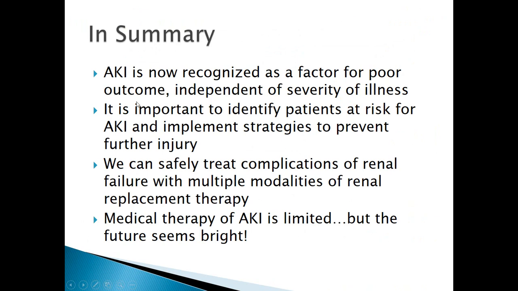So in summary, acute kidney injury is a recognized factor for poor outcome, independent of the severity of illness. It is important for us to identify these patients so that we can implement some sort of strategy to prevent further injury. And we can safely treat complications of renal failure with multiple modalities. But we do have certain limitations about what we can do. But there are some future strategies coming up, and hopefully we can implement more targeted therapies to these patients. Okay.